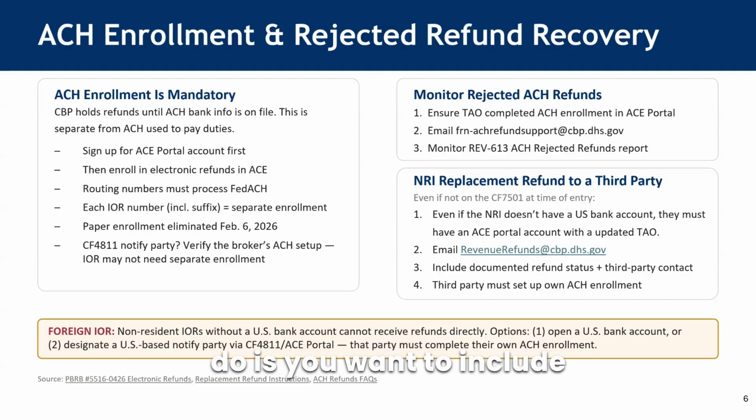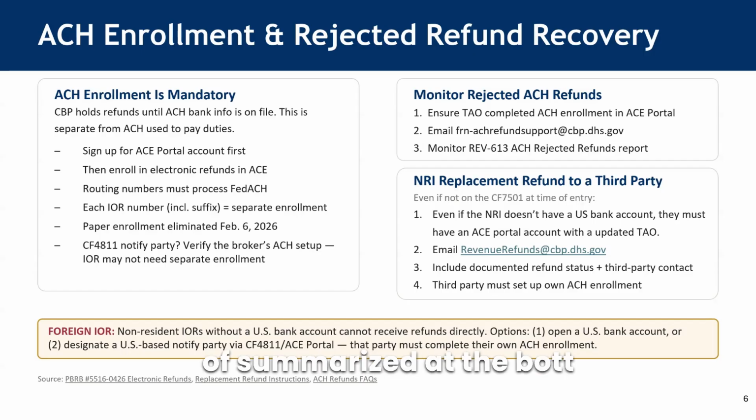And what you want to do is you want to include proof that your refund status is in rejected status. And then you want to, at that point, tell them who is the third party that you want your refund to be rerouted through, like your new 4811 designation. And you include that information, make sure that third party has their ACH all up to date within their ACE portal. And that way your refund can get redirected without doing all the PSCs on every single underlying entry. So that's what we're being told is the workaround.